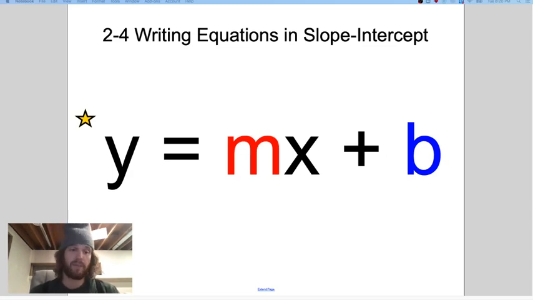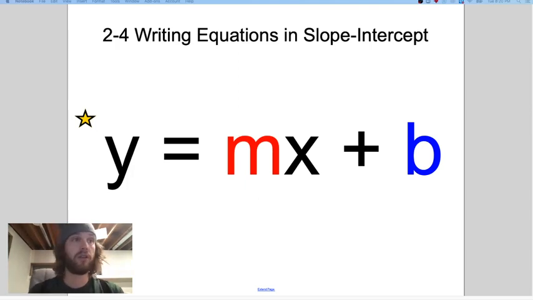This video will be on writing equations in slope-intercept form. Now we've already done this a little bit. We know that m's the slope and b is the y-intercept. The problems we're going to be dealing with today are a little different.